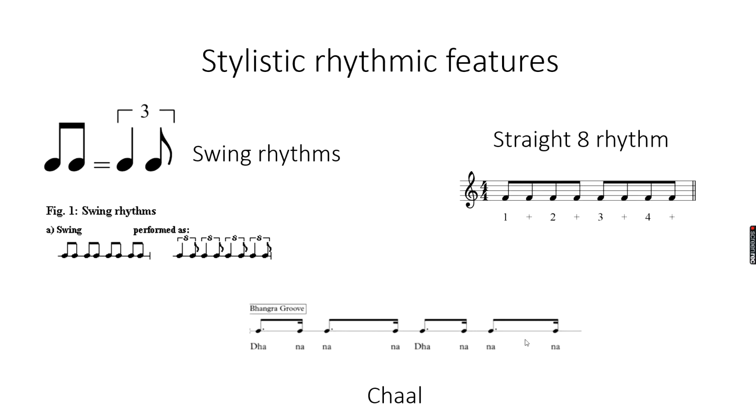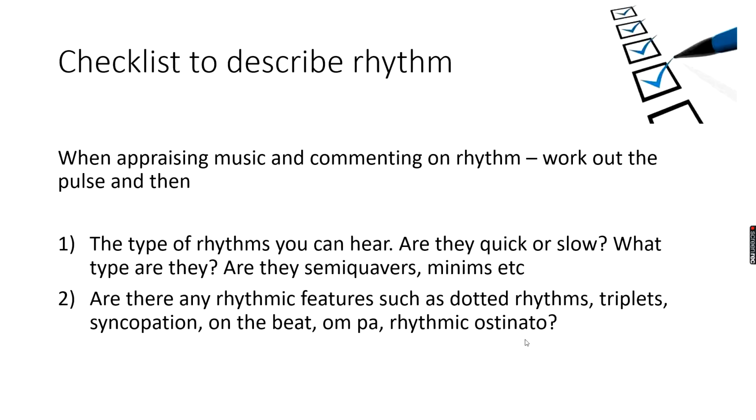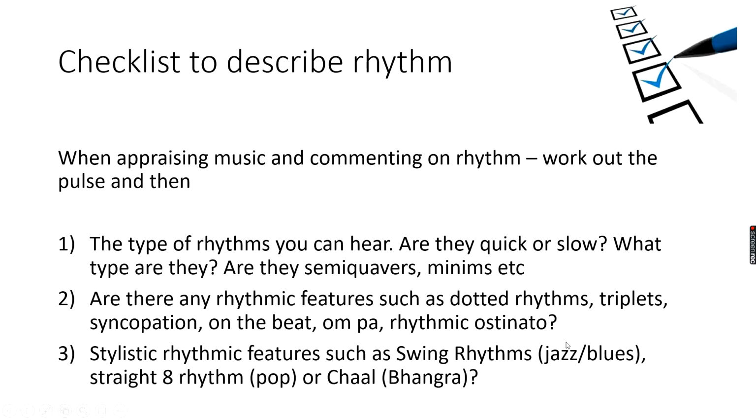Now that is instantly recognisable in all Bhangra music, and again we're going to learn about this when we look at styles. So again, another little checklist we can use to describe rhythms is we can look at the type of rhythms that are being used, we can look at any rhythmic features that we can hear, and we can also look at any stylistic features such as swing rhythms, straight 8 rhythms, or the chal.